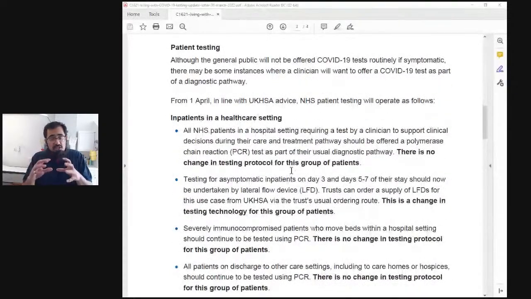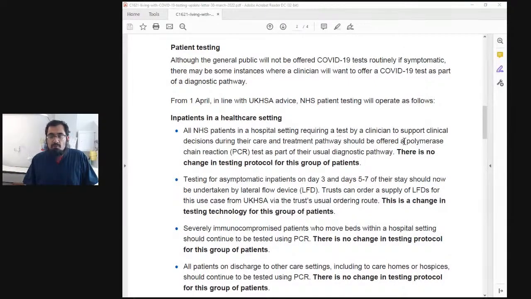For inpatient settings, actually, there's very little change, and much of it still focuses on PCR testing. So all NHS inpatients will need a PCR test if it affects the decision of their care, and that's to be determined by the clinical team looking after them if they're already an inpatient in hospital. Testing for asymptomatic patients on day 3 and day 5 to 7 will be changing. That will now be moving to an LFD test rather than a PCR test as it previously and currently is. But from tomorrow, that will be changing.